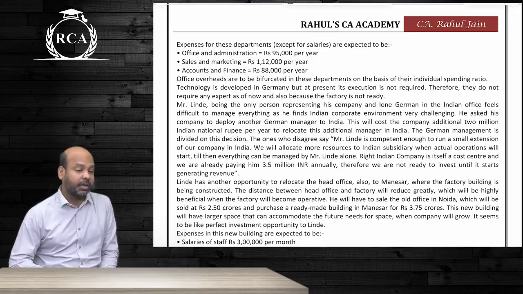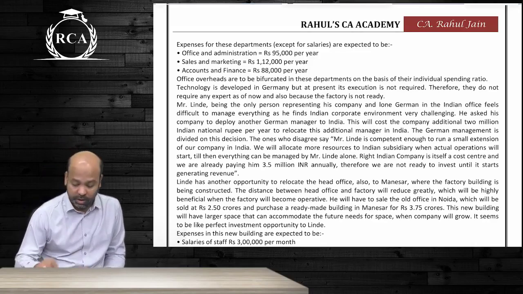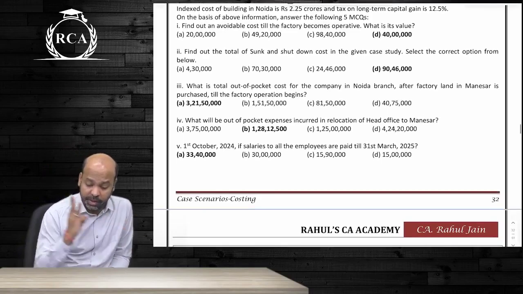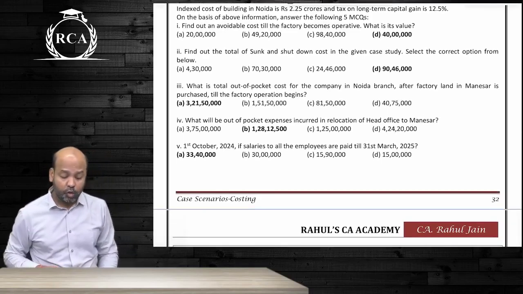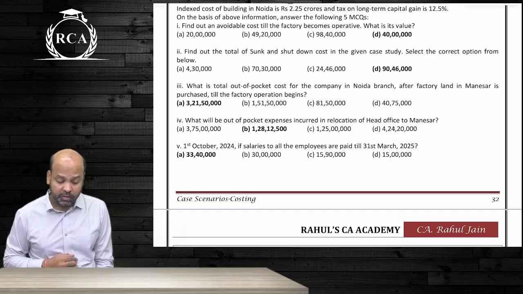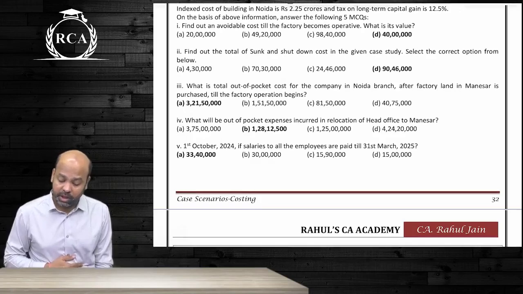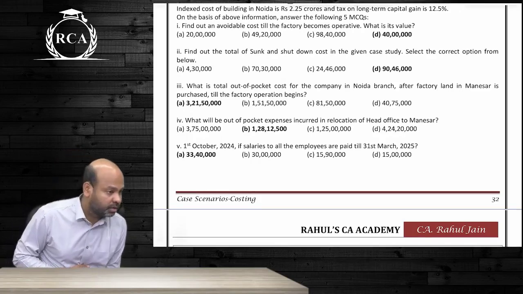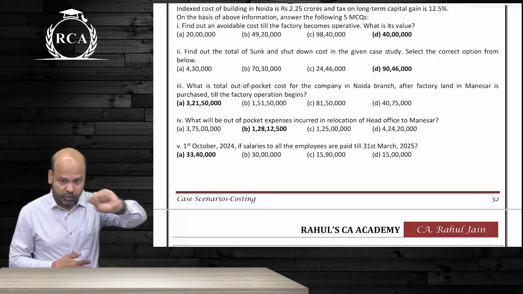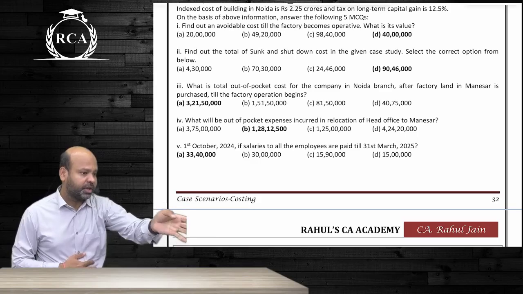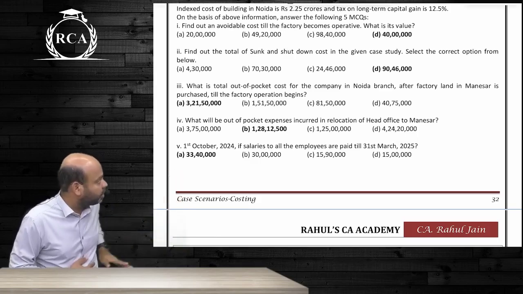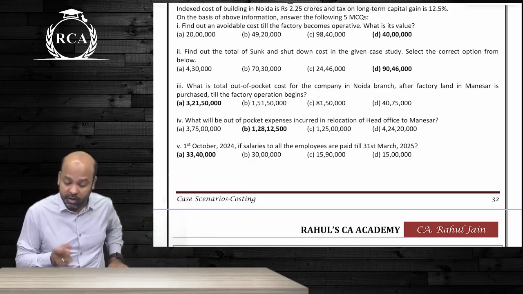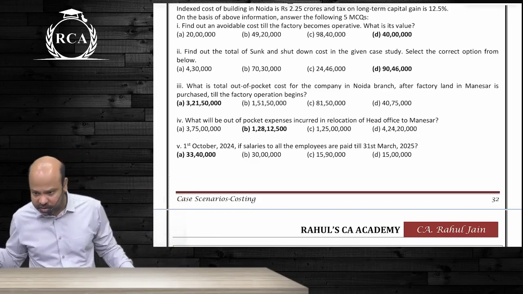Factory ready होने में कितने साल लगेंगे? 2 साल. Very important because third bit क्या पूछ रहा है बेटा? What is the total out-of-pocket cost for the company in Noida branch after factory land is purchased in Manesar till the factory operation begins? So land के cost को छोड़ के every other expenditure that you incur will be included in this total cost because it is after the land is purchased.